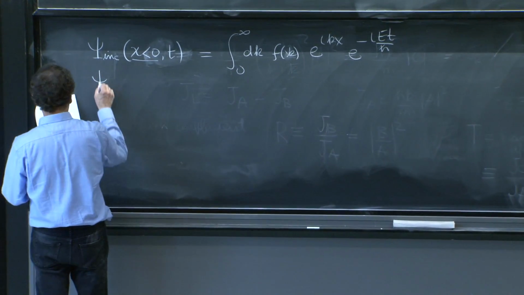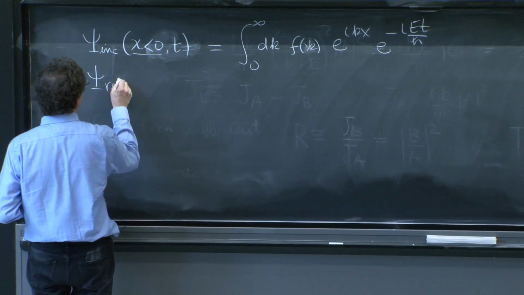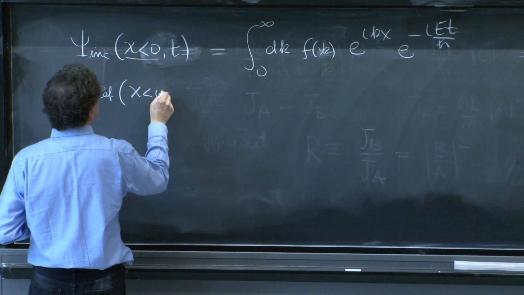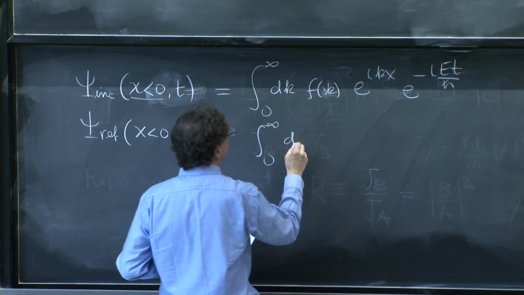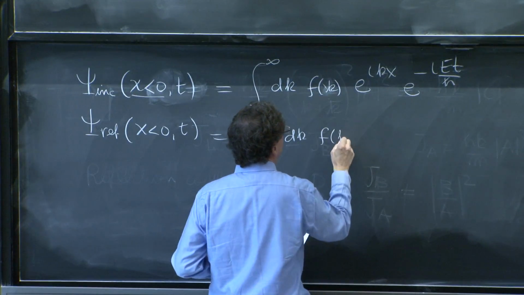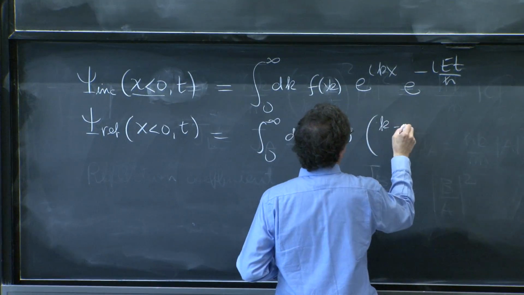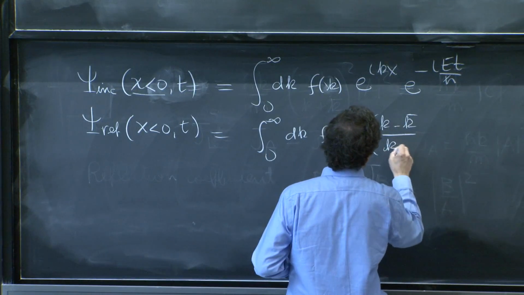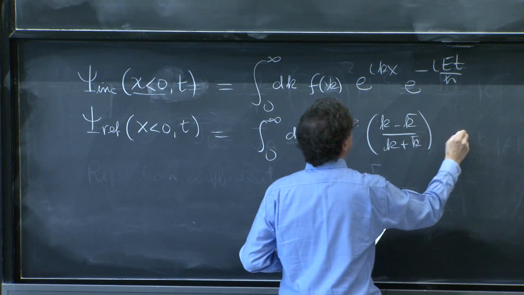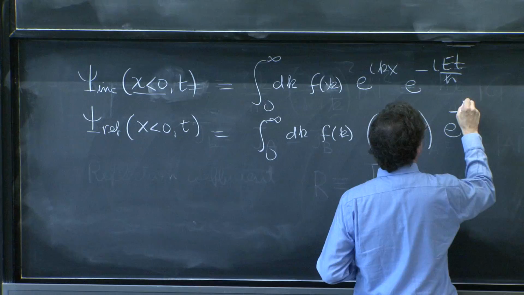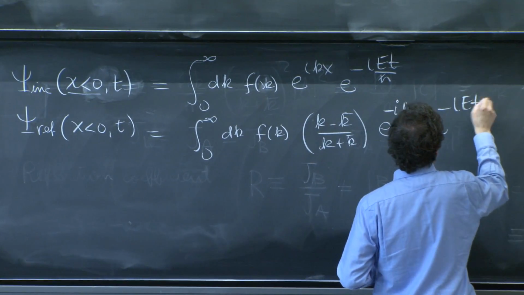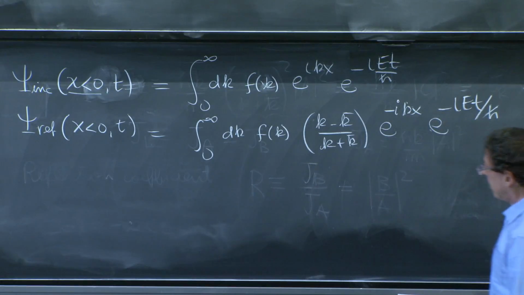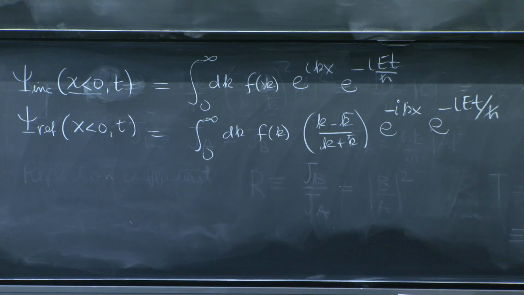And then you also have a reflected wave packet, x less than 0. That is the second part, the integral dk of f of k, (k minus k bar) over (k plus k bar), e to the minus ikx e to the minus iEt over h bar. It's also for x less than 0.